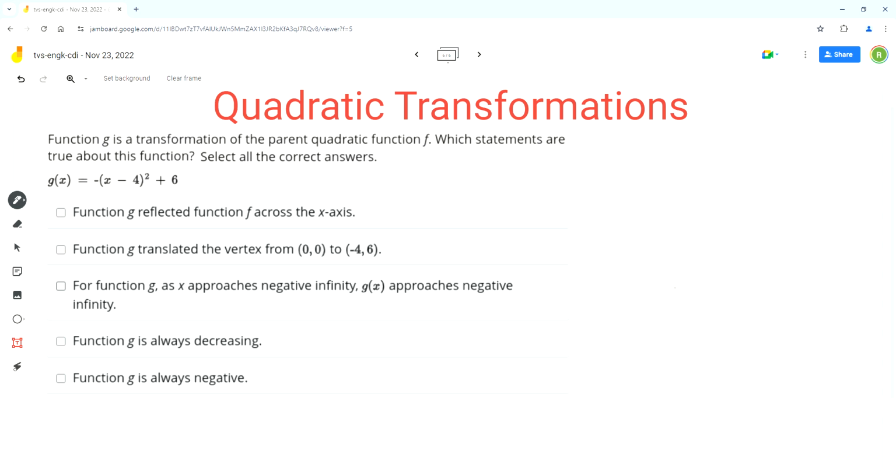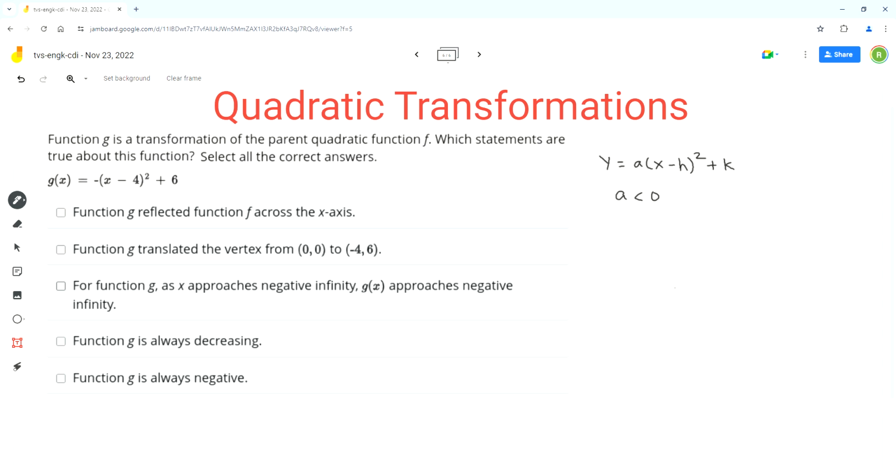Let's start with the first answer choice. Function g reflected function f across the x-axis. The given equation for g at x is in vertex form. The general equation of a quadratic function in vertex form is a quadratic function gets reflected over the x-axis if the a value is negative. That means a should be less than 0.